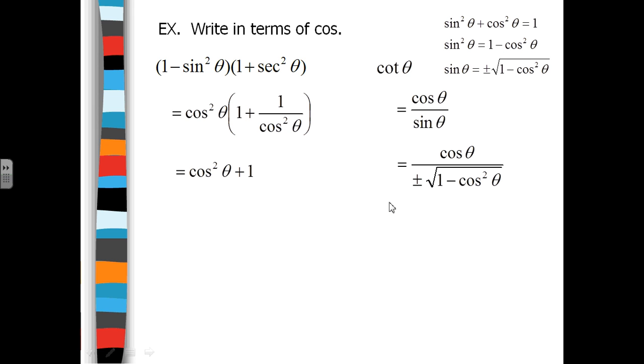Okay? So lots of things that we can do with our identities. So far, we have proved an identity, we have simplified identities, and we have rewritten expressions in terms of specific trig functions. Okay? So maybe this is going to be a little bit better than the graphing for you guys.